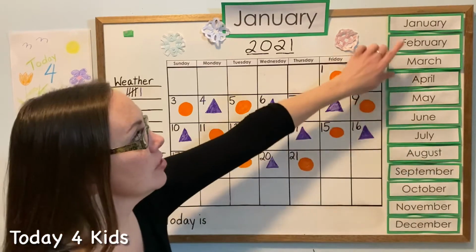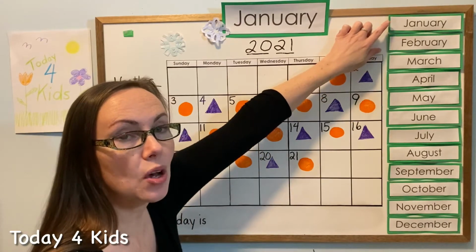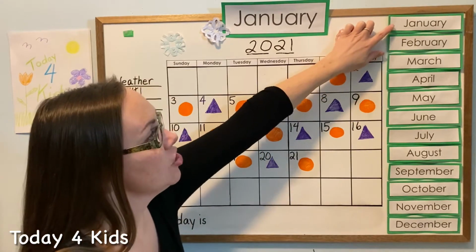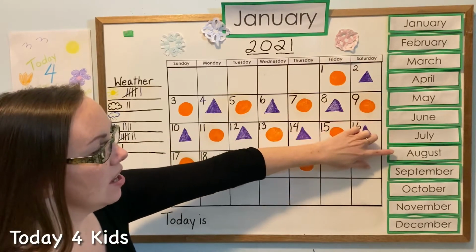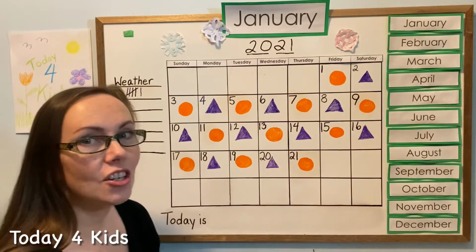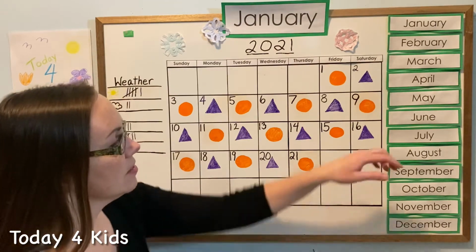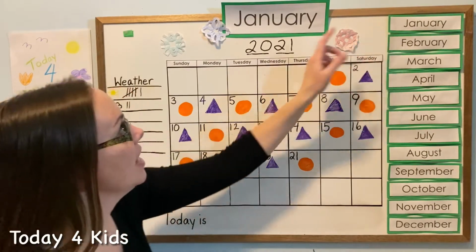Let's go back up to the top and let's try to recite their names together. Just try, even if you don't know them all yet, we'll learn together. January, February, March, and April, May, June, July, August, September, October, November, December. Good job. So this month is the very first one, the first month of the year, and it's January.